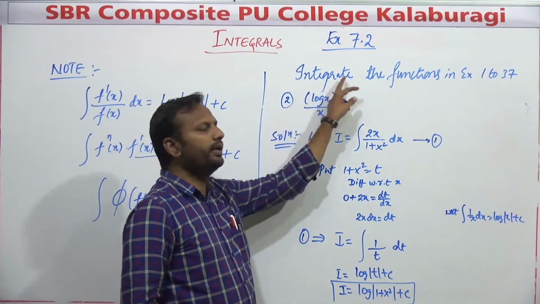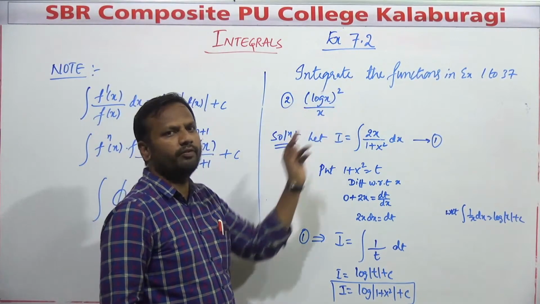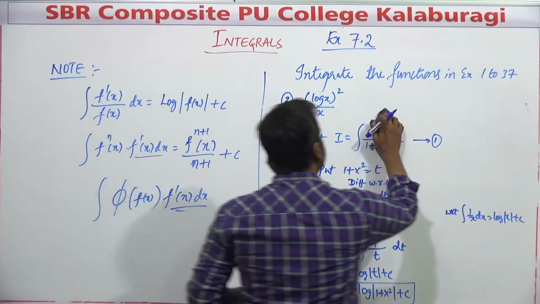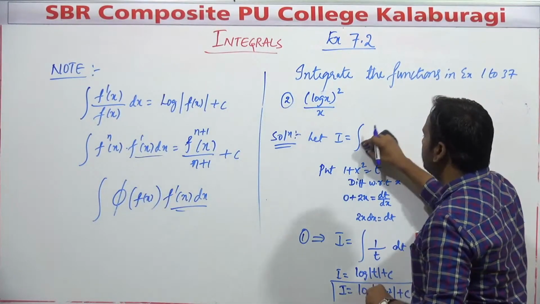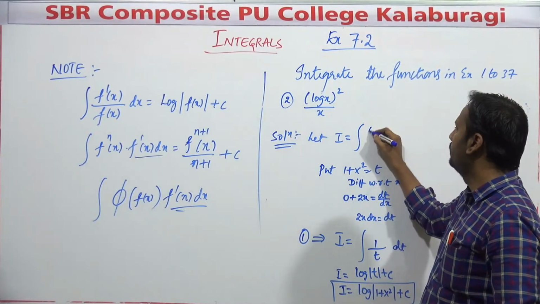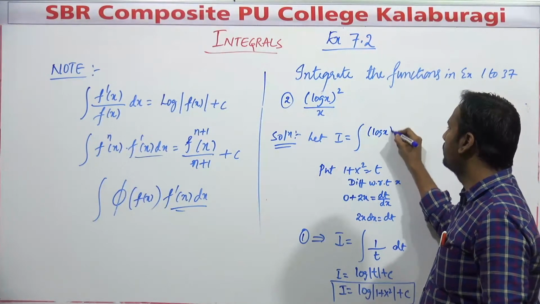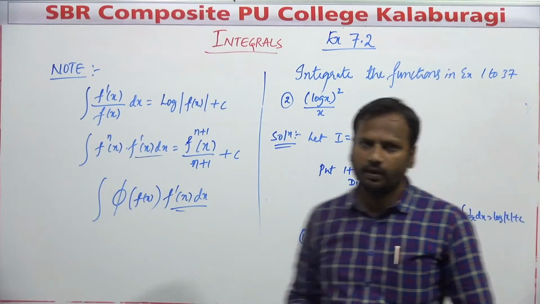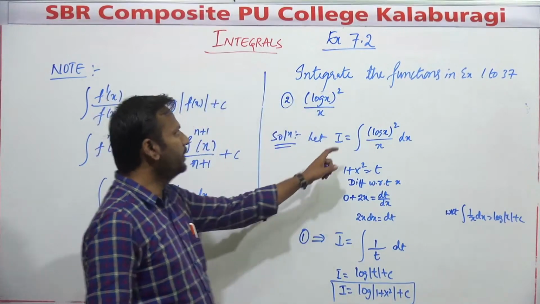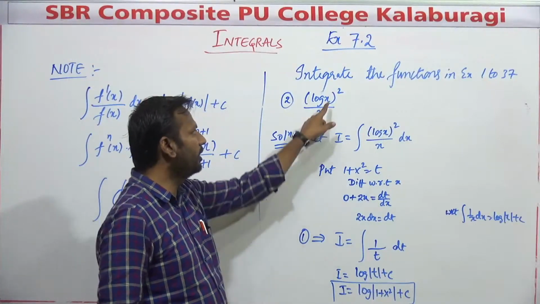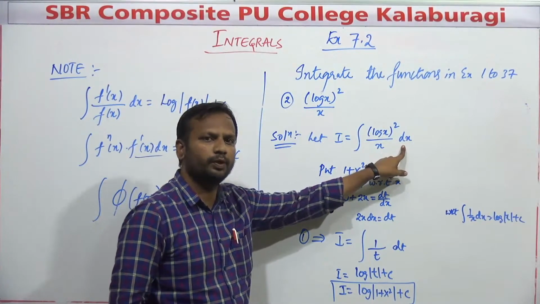Second one, students: integrate log x whole square divided by x. I told you, whatever may be the question, consider it as I. What is I now? Integral of log x whole square divided by x dx. They told us to integrate this one, so the integral of this with respect to x. The variable is x, that's why we are integrating with respect to x.